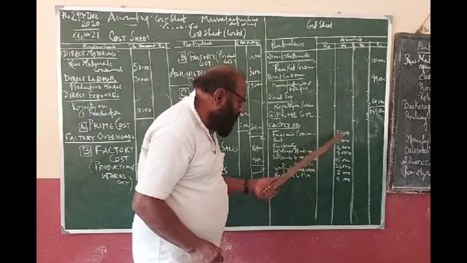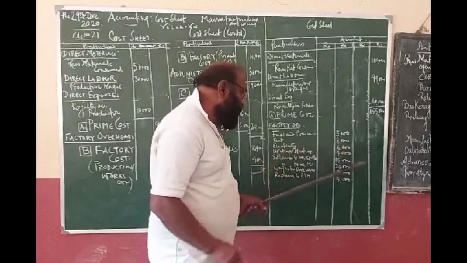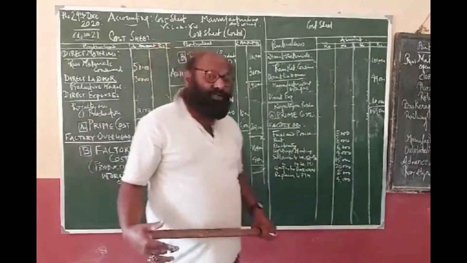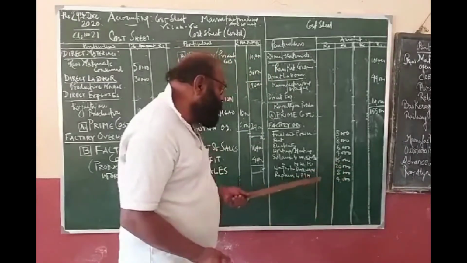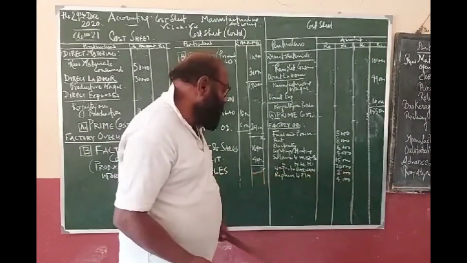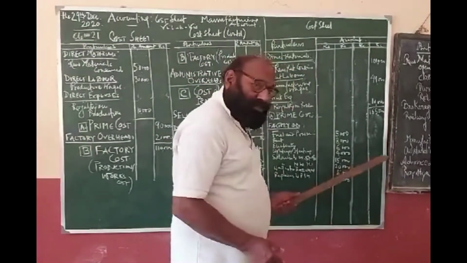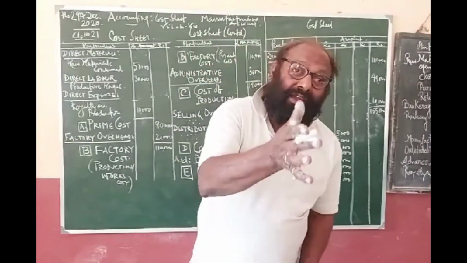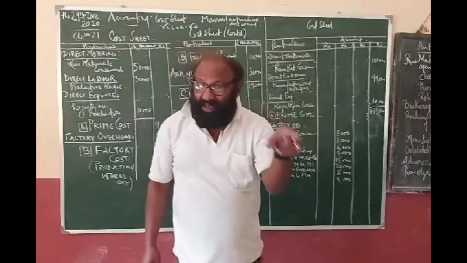Under the heads, items are fuel and power 5,000, rent 8,000, electricity 6,000, lighting and heating 4,000, salaries to work staff 15,000, salaries to works manager 20,000, wages to Darwan 8,000, repairs to plant 4,000. Now there are some issues. I have already told you. I took up these issues while preparing programs on depreciation.